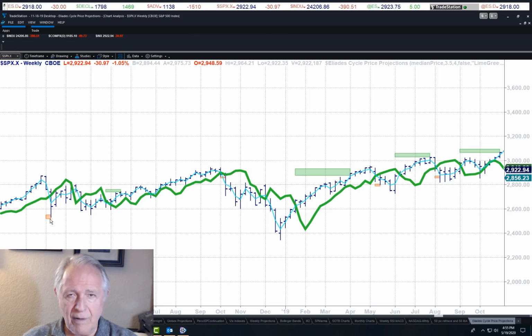And by the way, this was this huge decline from January of 18, an all-time high at the time. Look at this. Almost a pinpoint projection to the downside. Since then, there have been 10 successful projections on the weekly chart for the S&P.